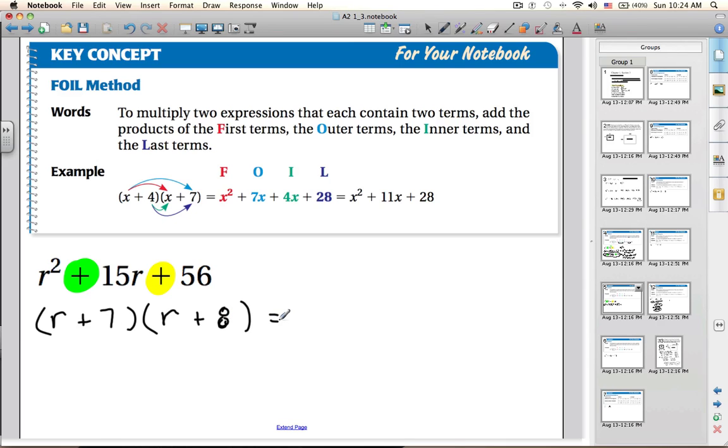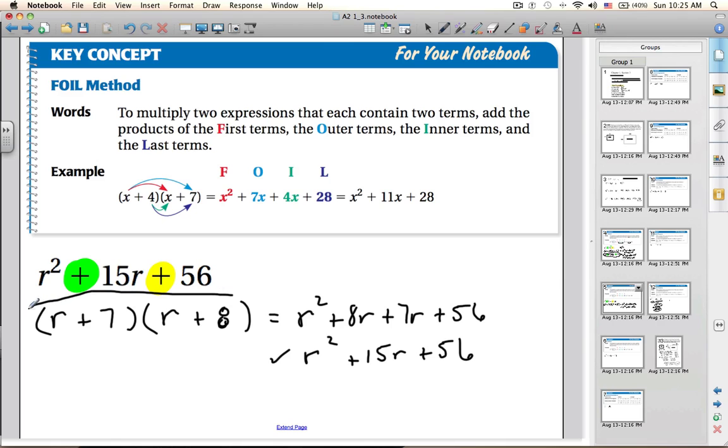If I want to check my work, I go ahead and multiply it out. R squared plus 8r plus 7r plus 56. And I combine like terms. 8r and 7r is 15r, which we already checked. Yeah, this is that. I did it right. This is my solution.